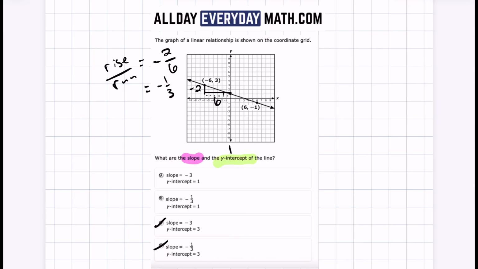And if we look at our answer choices, letter B has a slope of -1 over 3. And so we're going to go with letter B as our final answer.